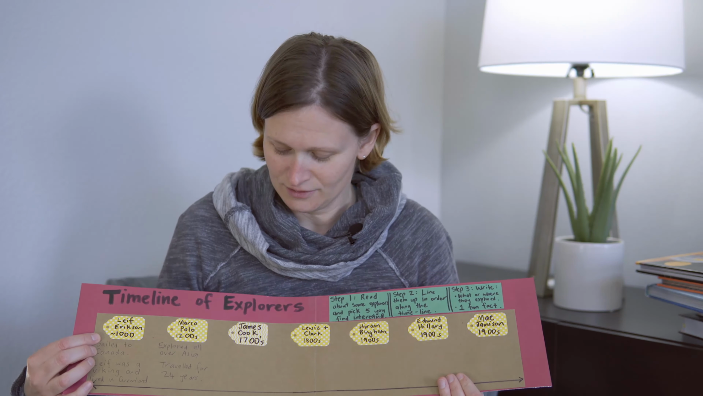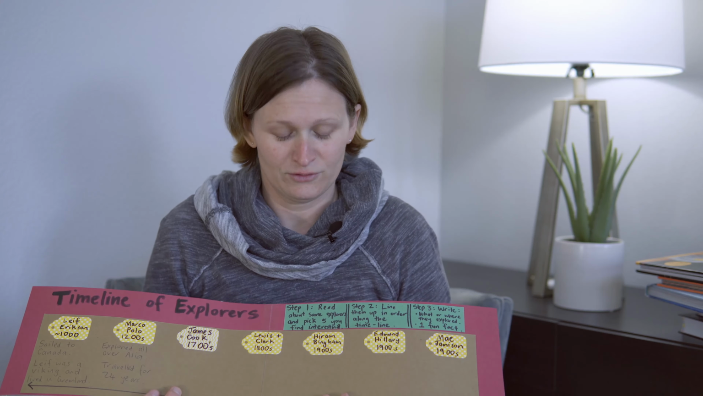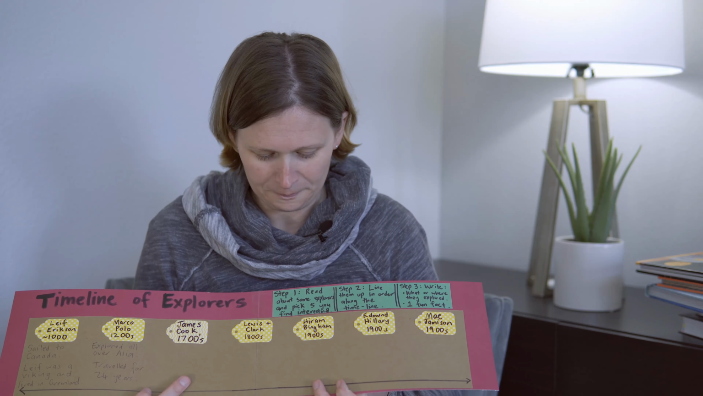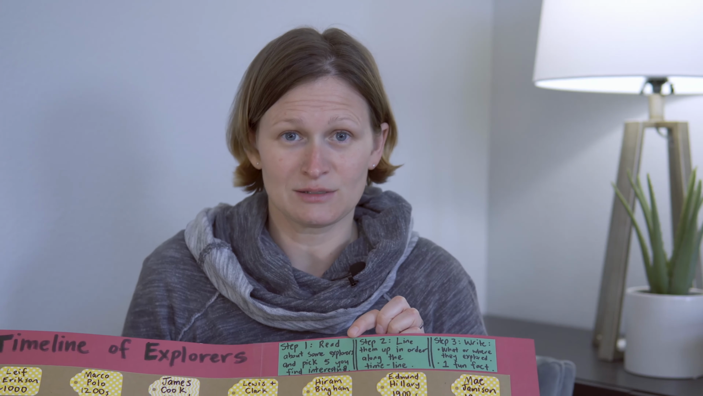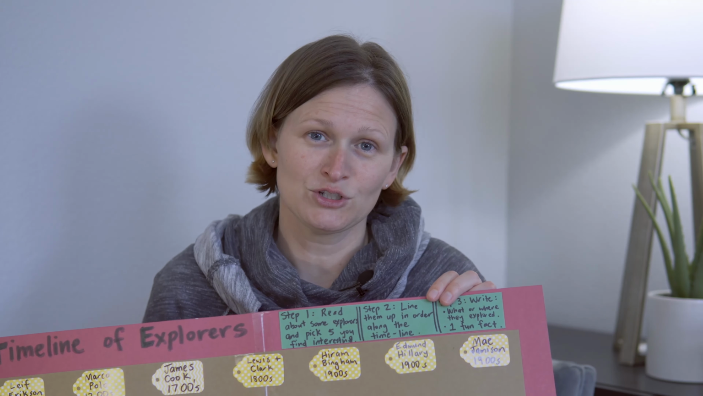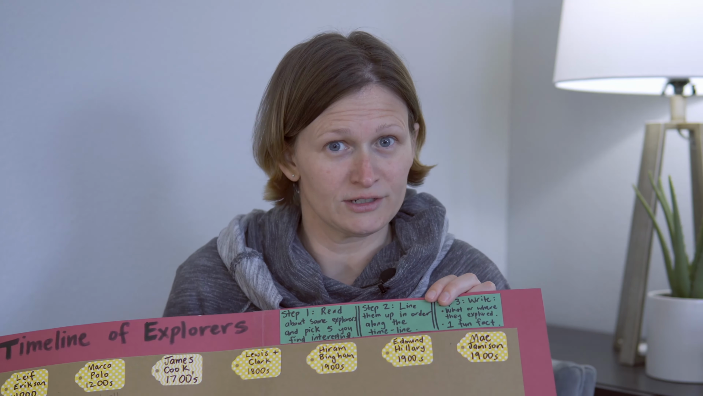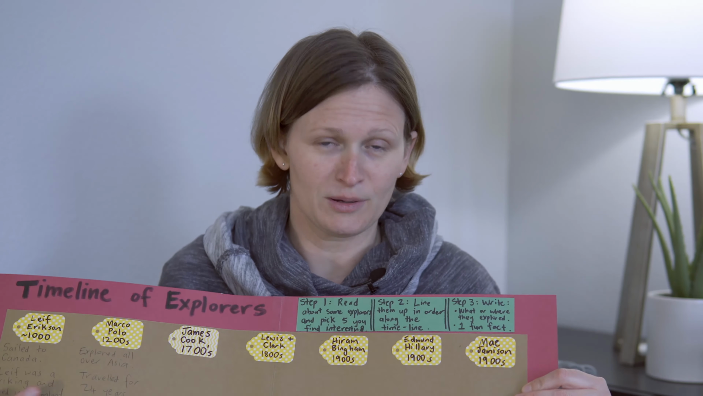In this piece of work, I spent some time outlining the instructions so that they have some idea of what they're going to do. For step 1, the step is to read about some of the explorers or pieces of history and pick 5 or however many you want them to write about, 5 or so that they find interesting. Step 2 would be to line them up in their chronological order. And then step 3 would be to write a couple of ideas about each part of history.